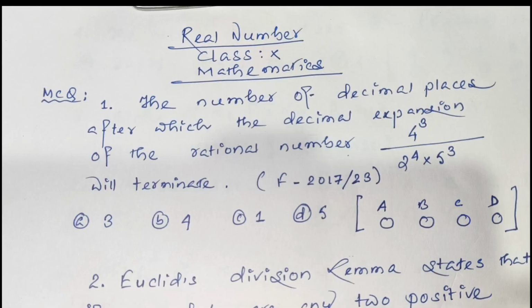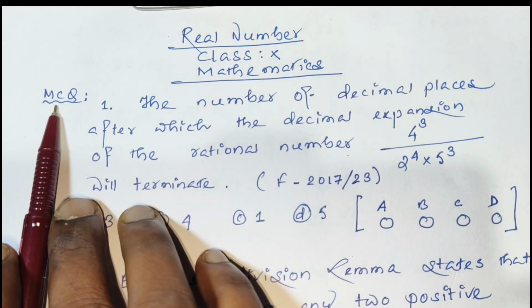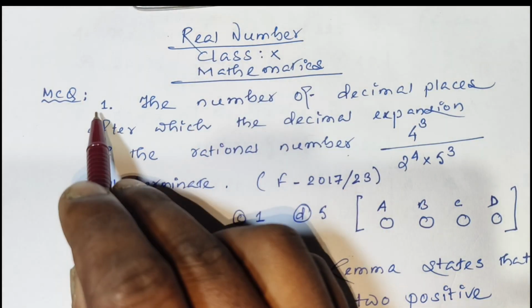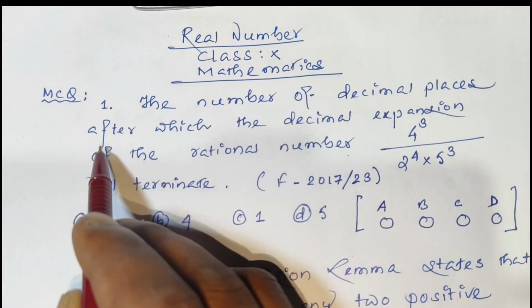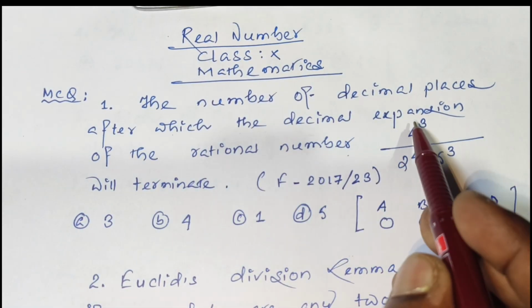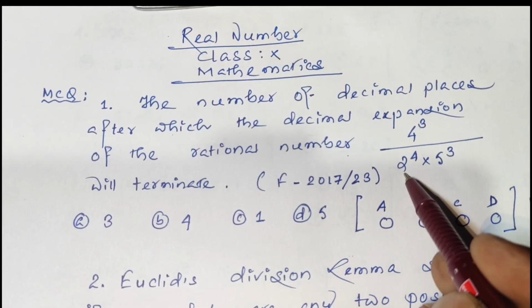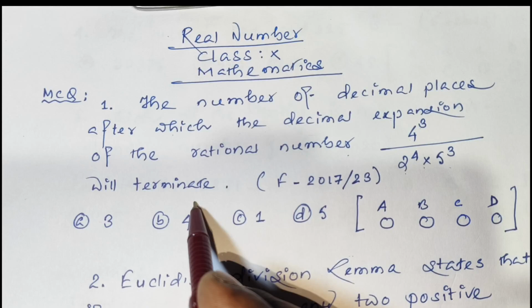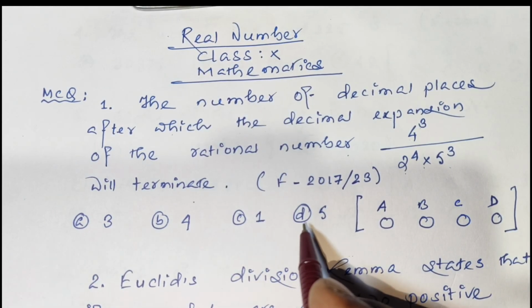Today's lecture is going to start with Real Numbers, Class 10 Mathematics, important MCQs discussion. Question number 1. The number of decimal places after which the decimal expansion of the rational number 40^3 divided by 2^4 × 5^3 will terminate. Option A 3, option B 4, option C 1, option D 5.